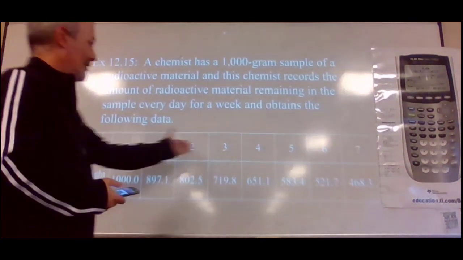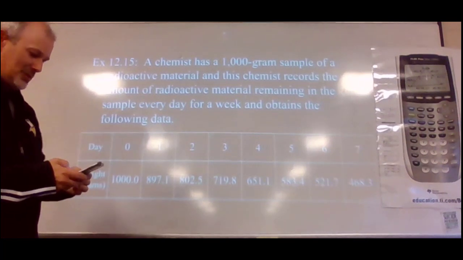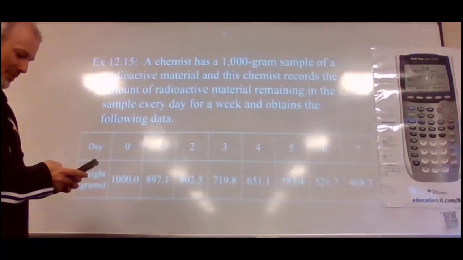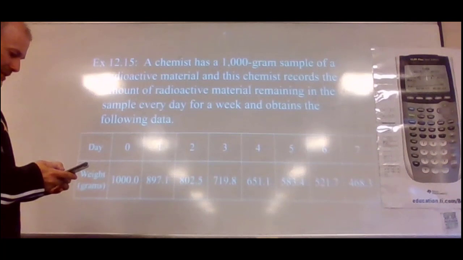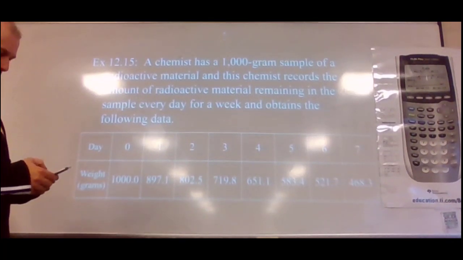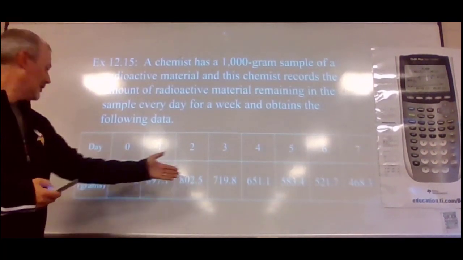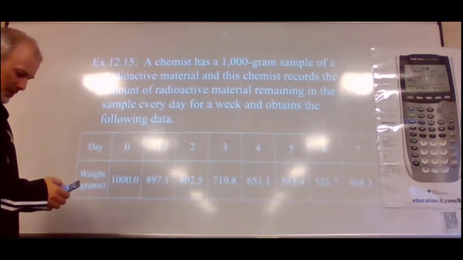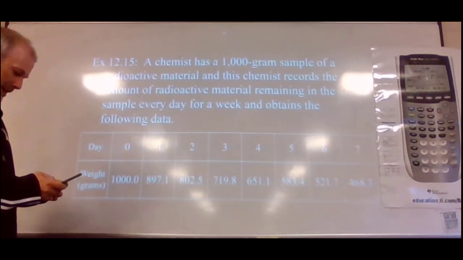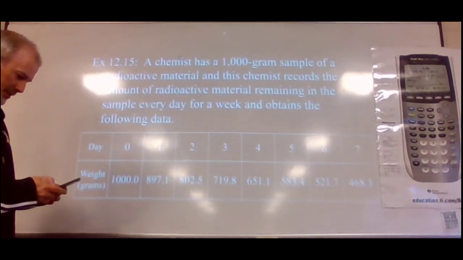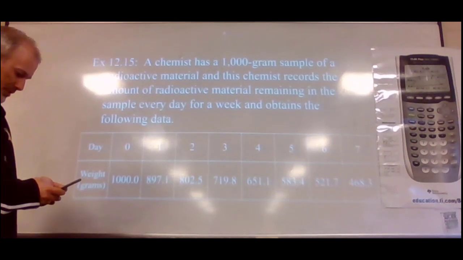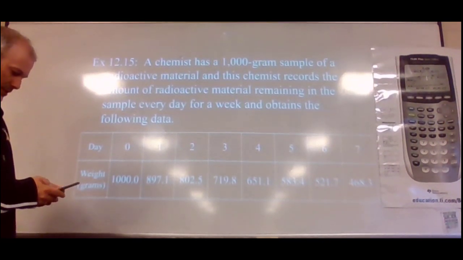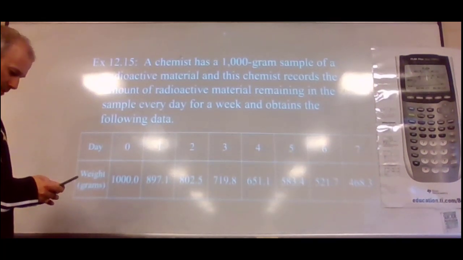We're going to enter in the x values, the top values, in list 1. So that's going to be 0, 1, 2, 3, 4, 5, 6, and 7. Then we're going to go to list 2, and we're going to enter the corresponding output values. So 1,000, and 897.1, 802, 0.5. And you guys can read them on your paper, so I'm not going to read these.